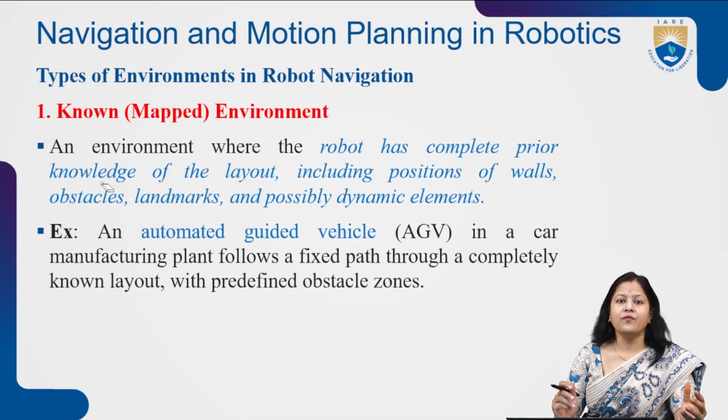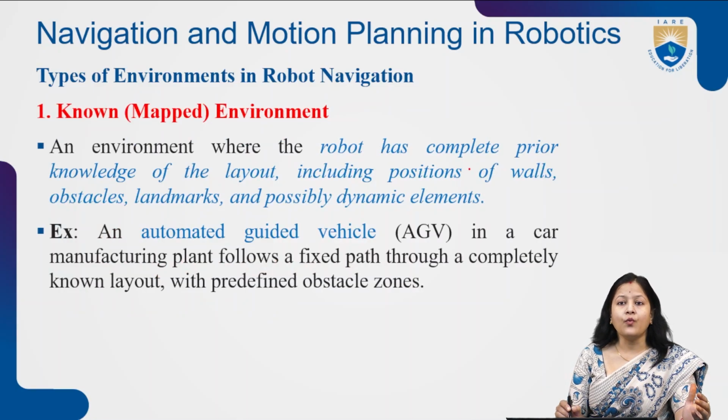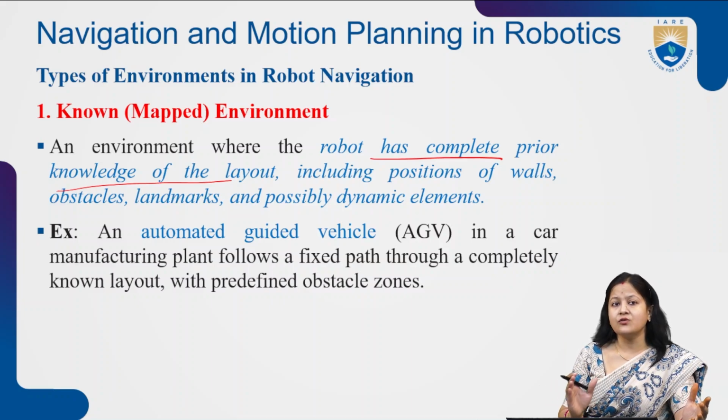Now we'll discuss one by one, starting with the known environment, which is called the mapped environment. It is an environment where the robot has the complete prior knowledge of the layout, including the position of the walls, obstacles, landmarks, and possibly the dynamic elements, meaning small changes in the elements or the walls. It is especially used in robots in manufacturing units or in hospitals, where all the objects are fixed and are not going to be changed very frequently.